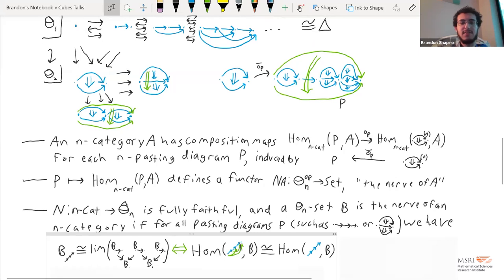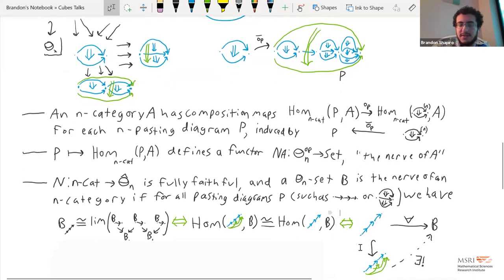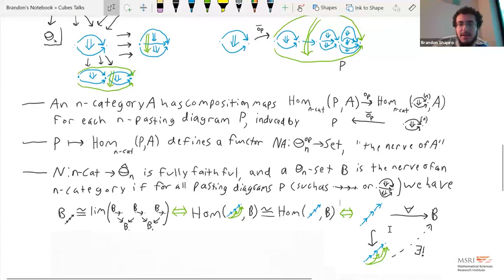And this is just like describing the nerves of categories in simplicial sets. Another way of describing this property is that B has a lifting property against these. So this is basically the same as what I said before. We call these spine inclusions of the three arrows into the three simplex, and any three arrows in B extend uniquely to this three simplex, which specifies how to compose them. So this is an alternative definition of N categories, and because this nerve is fully faithful, we can treat NCAT as a full subcategory of theta N sets.